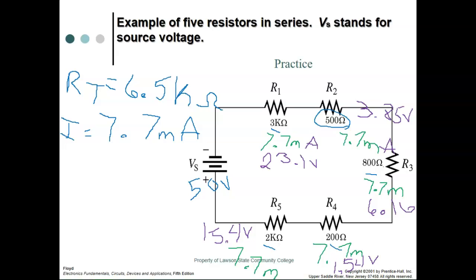Alright, so we have found all the elements except for power. Power doesn't change no matter what the equation is. You're going to be doing V times I, as long as you can find V and I.